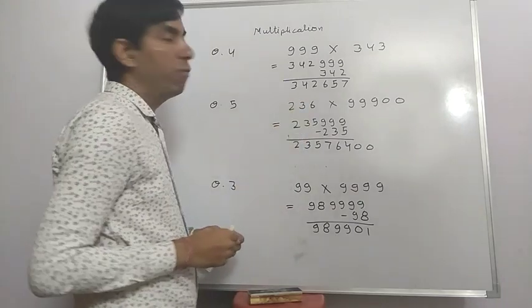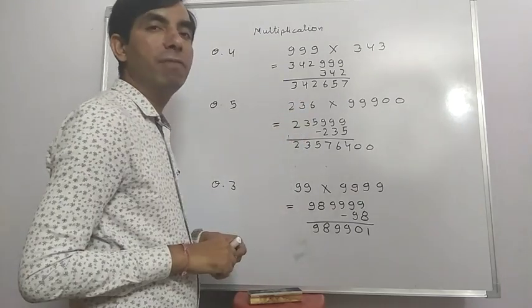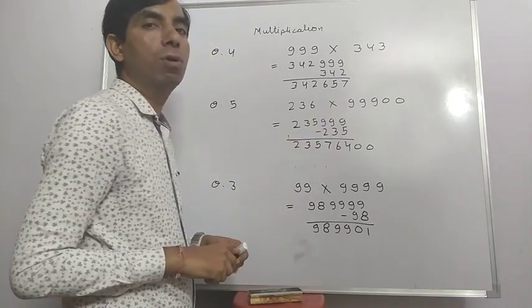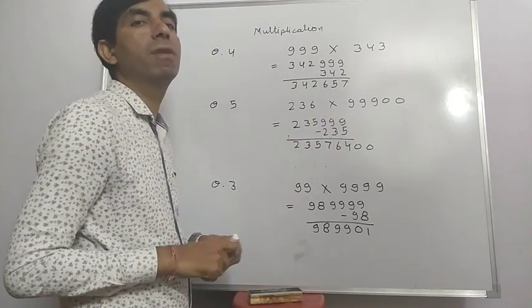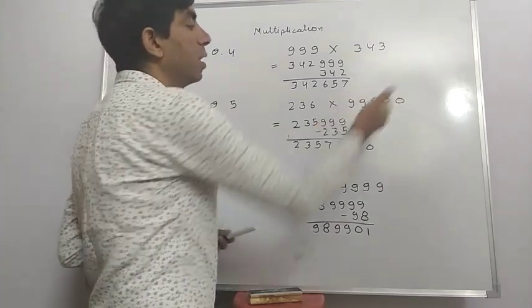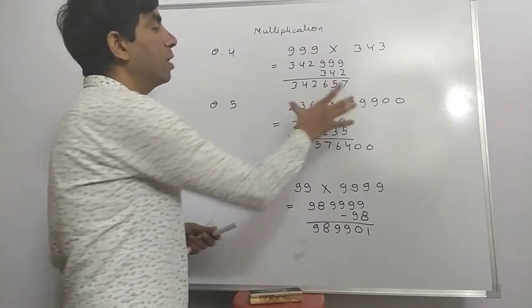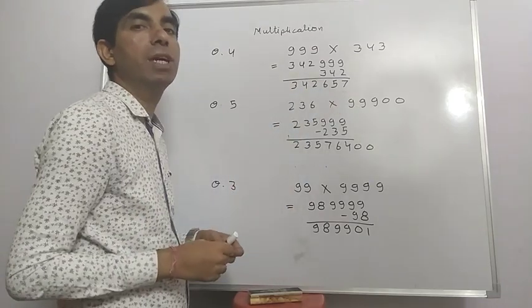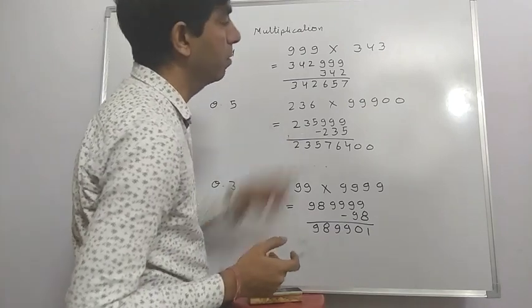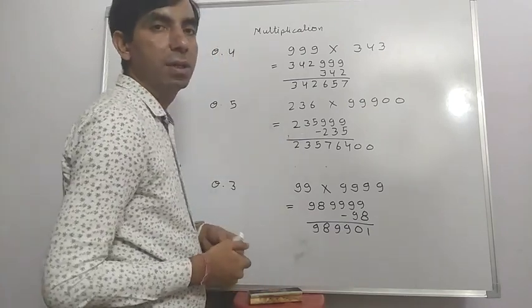Again, I am repeating that. First, write the previous number, and if a number is not made of only 9 digits, it will have some zeros joined, and then the zeros come in the answer as they are. We calculate only the number which is made of 9 digits. In this way, we can calculate this multiplication easily.